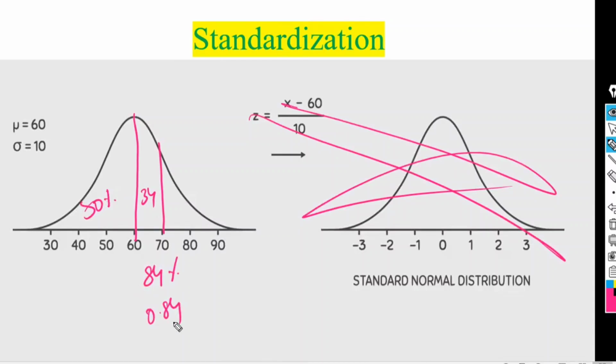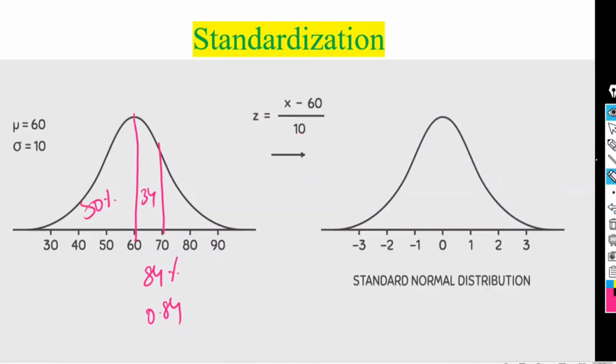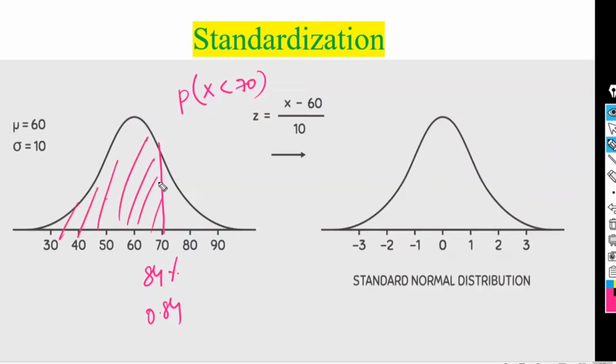Now, how can we calculate the same thing? What was the question I asked you? What is the probability below 70? 70 means from here to here. This entire area I asked you, and you gave me the output as 84%, which is nothing but 50% up to here and the remaining 34, so 0.84.